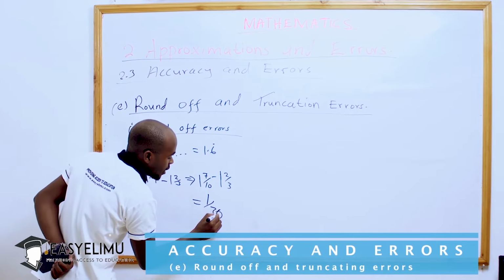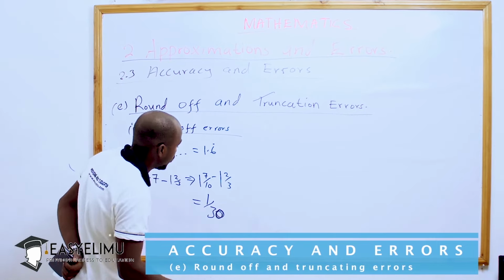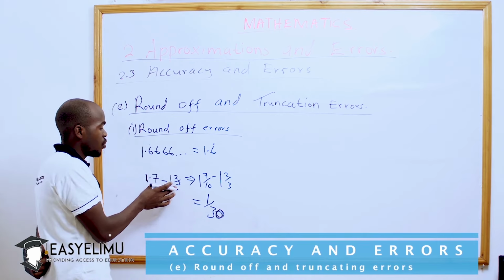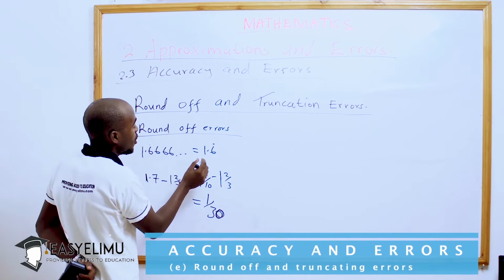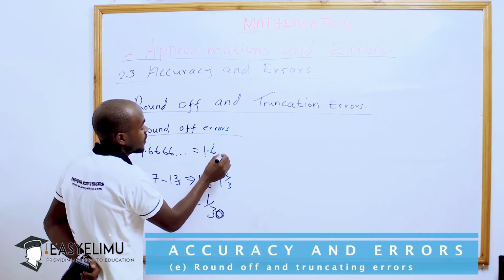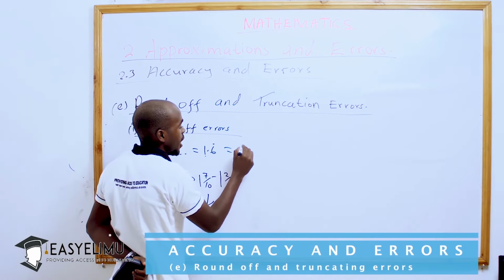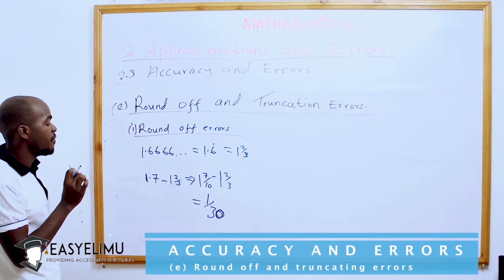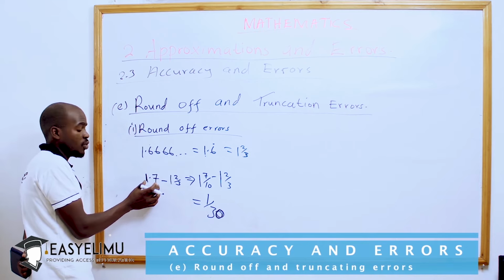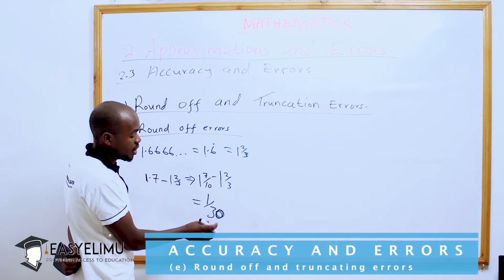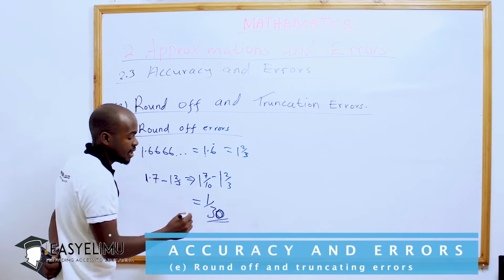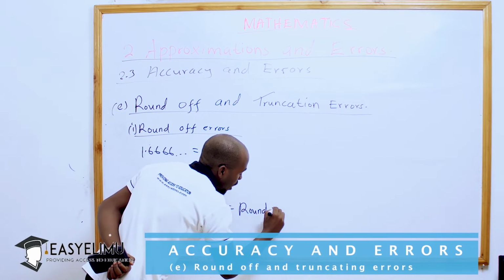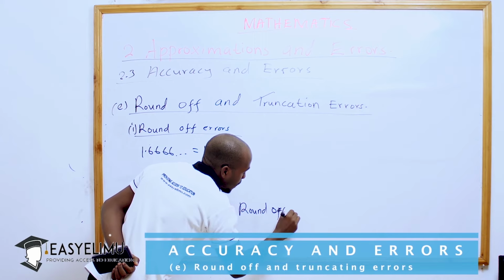So we have found that if you find the difference between the rounded off value and the real value, which was 1.6666, which is the same as 1 and 2 over 3, if you find the difference between the rounded off value, which was 1.7, and that one, you get 1 over 30. This is what we refer to as round off error.